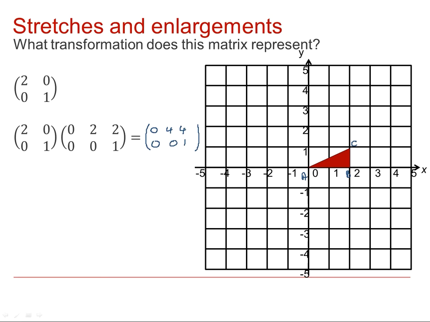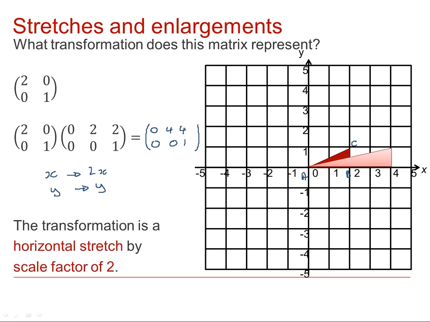So that means that in fact the x value has just become double its original, so x goes to 2x, and the y value stays the same, y goes on to itself. We say that the y value is invariant. So this is a transformation which stretches along the x-axis, in the direction of the x-axis, by a scale factor of 2. So we talk about it being a horizontal stretch by a scale factor of 2.